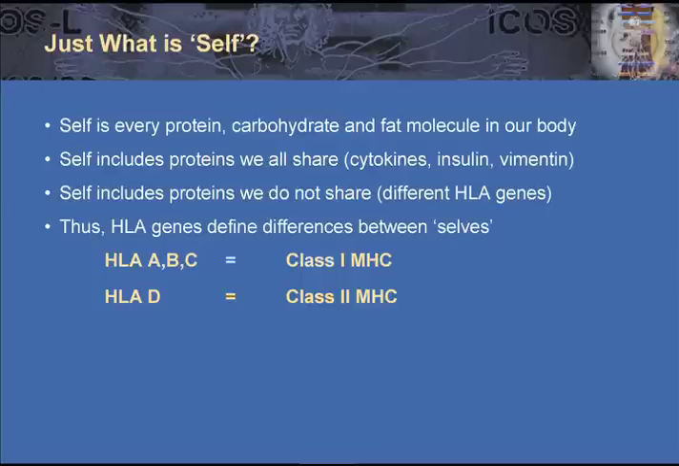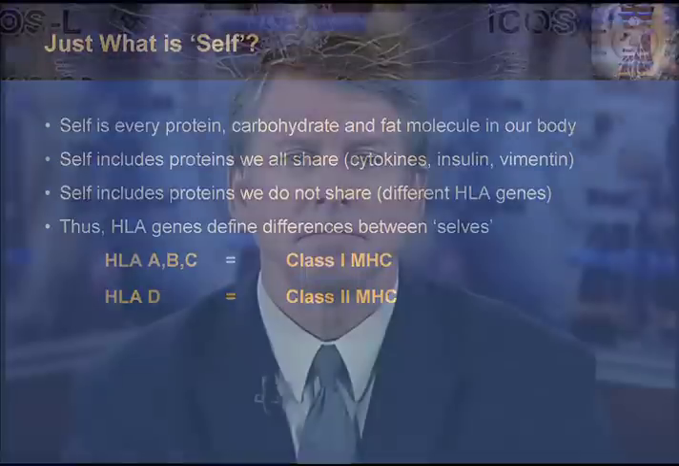These genes differ from individual to individual and are shared among family members. These HLA genes define the differences between self or selves. Now there's HLA A, B, and C, and these are generally referred to as class 1 MHC. We also have HLA-D, or DR, or DP, or DQ, which define class 2 MHC for all species.